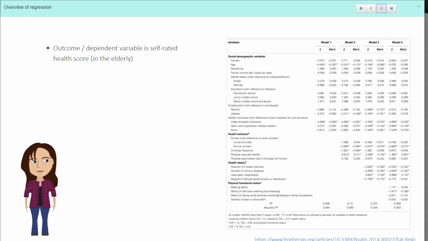Here's an example table where they have fit a model to a particular outcome. So they're trying to predict self-rated health score in the elderly.